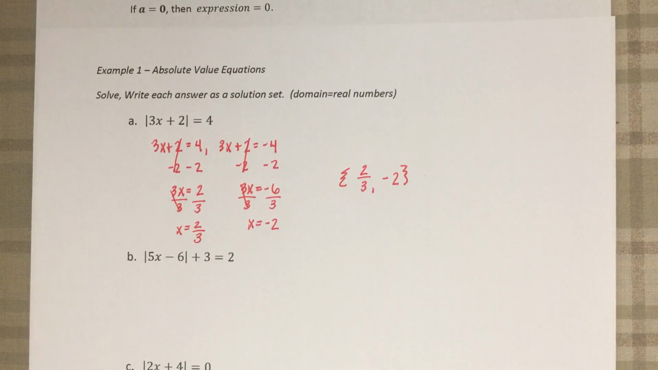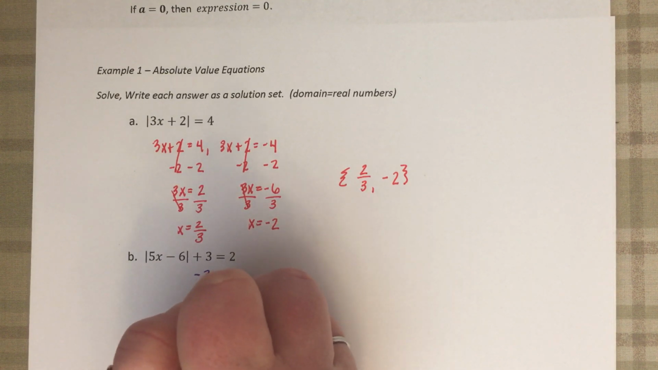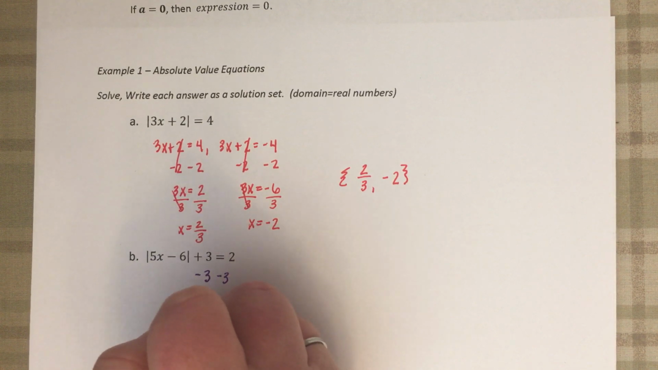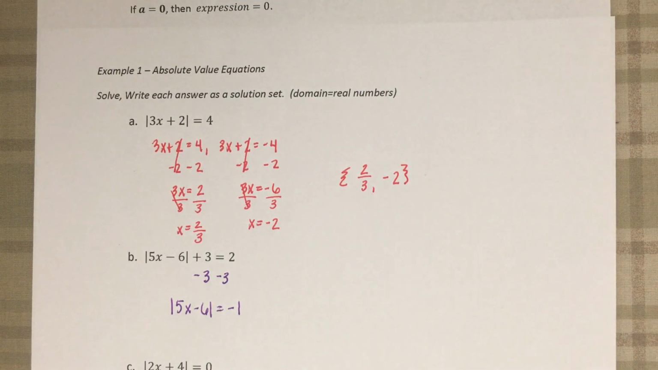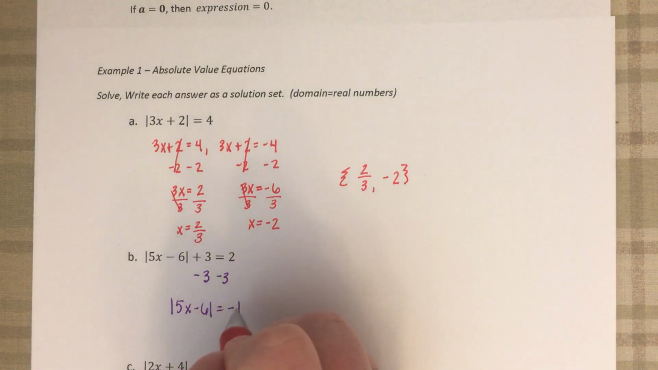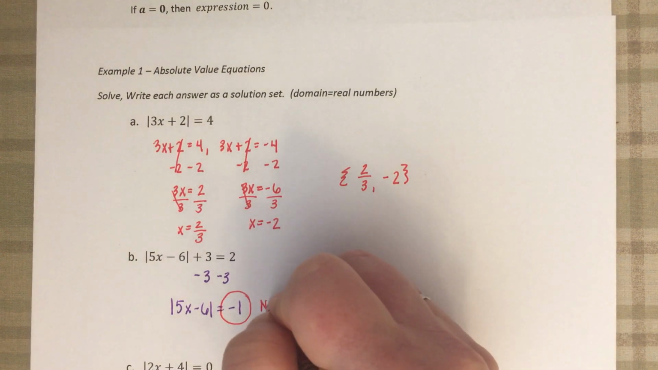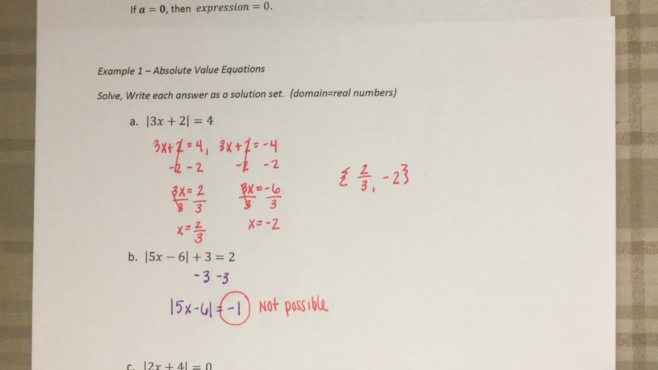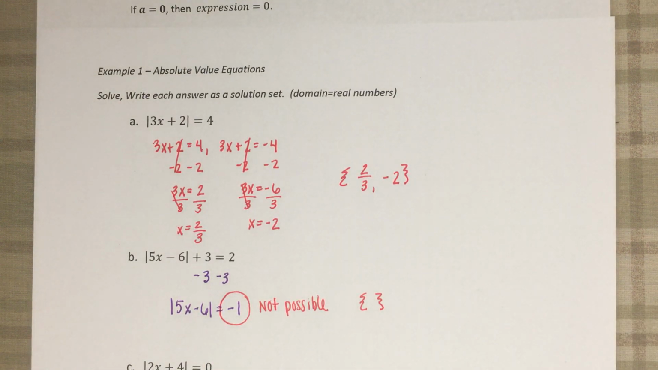For example B, notice that our absolute value is not by itself or isolated on the left side of our equation. So the first thing we are going to do is subtract 3 from both sides. Now we have the absolute value of 5x minus 6 is equal to negative 1. Now that our absolute value is isolated on the left side, we look at the number on the right side. We have a negative number here. It is not possible for our absolute value to be equal to a negative number. So our solution set for the second example is going to be the empty set.